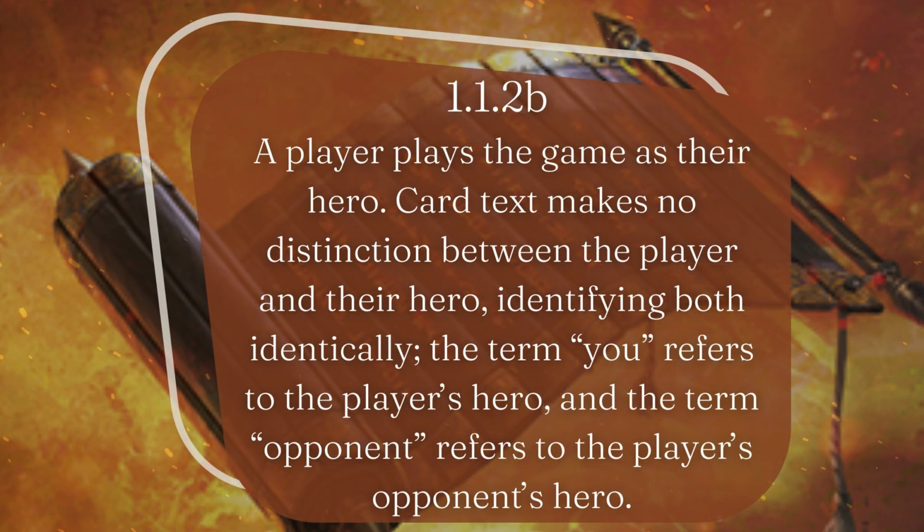Chapter 1, Section 1, Rule 2B then states, a player plays the game as their hero. Card text makes no distinction between the player and their hero, identifying both identically. The term you refers to the player's hero, and the term opponent refers to the player's opponent's hero.